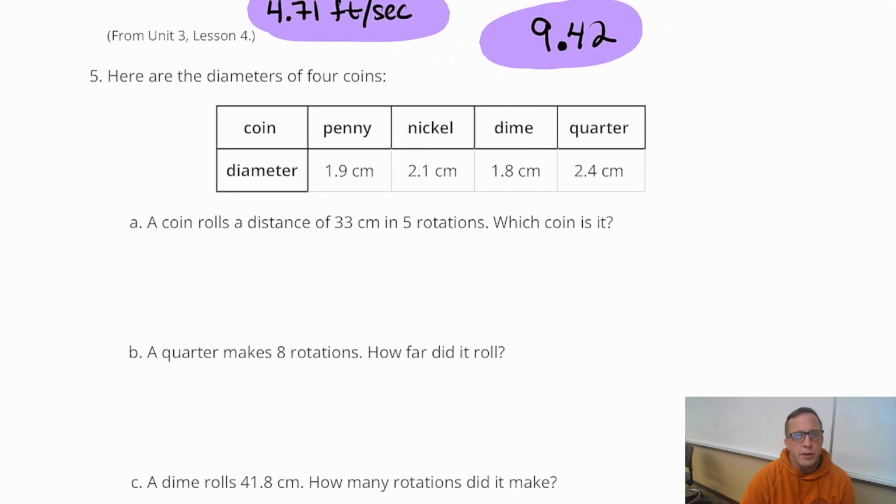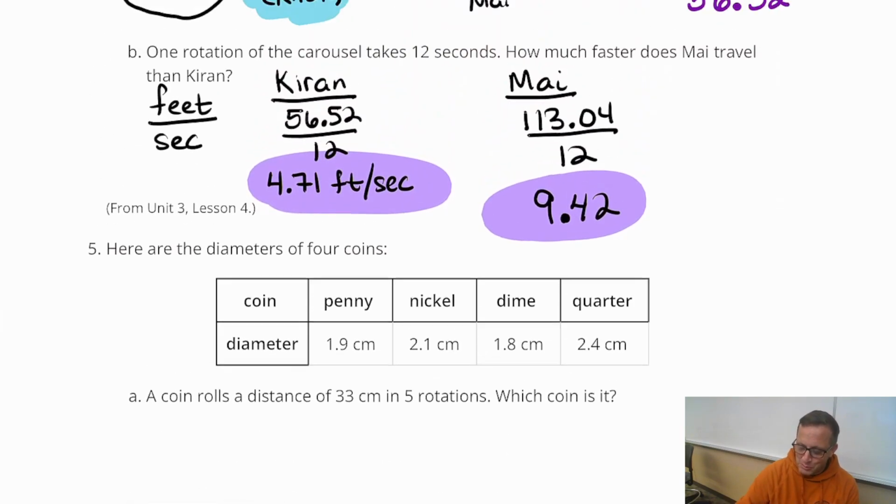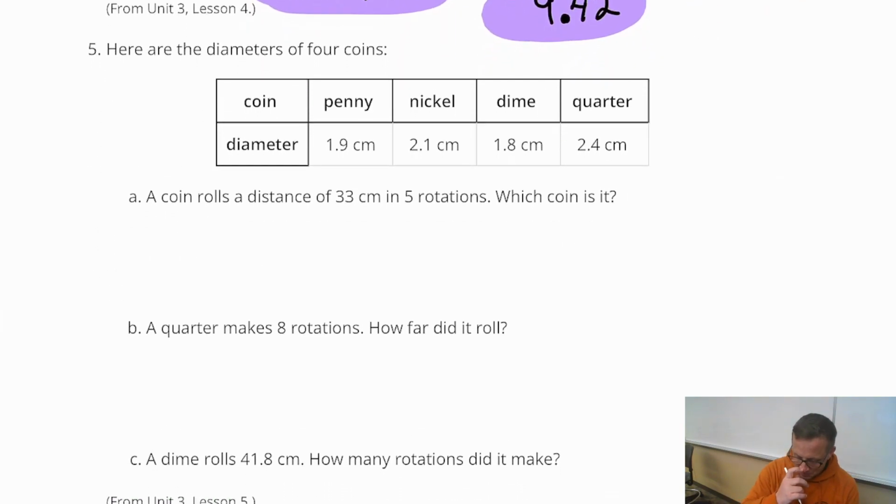All right, now let's see here. Number 5. Here are diameters for 4 coins. So we got penny, nickel, dime, and quarter. A coin rolls a distance of 33 centimeters in 5 rotations. Which coin is it? Well, let's just do 33 divided by 5, right? Let's just do that.